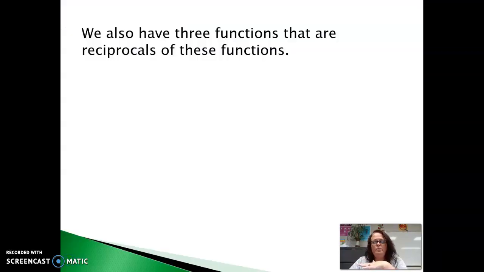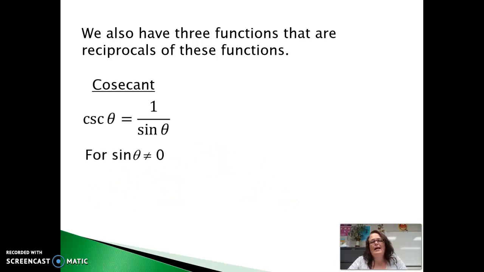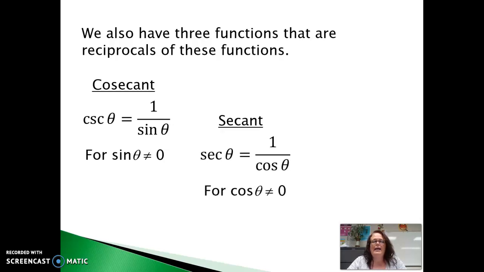So now that you're comfortable with the original 3, sine, cosine, and tangent, we're going to add in some new functions you may have never heard before. So these are called the reciprocal functions. So they're the reciprocals of the original 3. So if I take the reciprocal of sine, I get cosecant, assuming that my denominator is not equal to 0. If I take the reciprocal of cosine, I get secant. And if I take the reciprocal of tangent, I get cotangent.